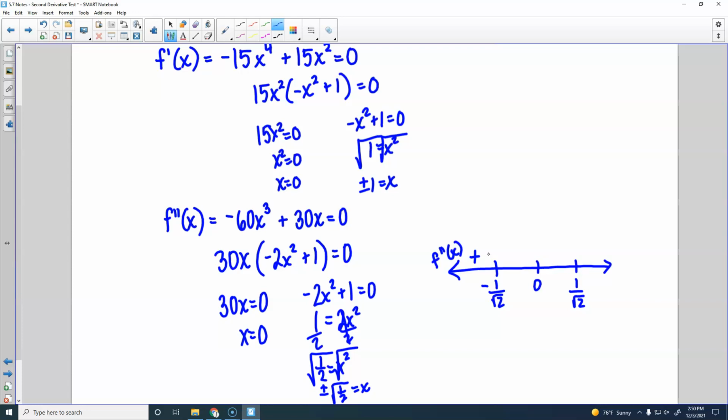If you want to leave it square root of 1/2, that's fine. Right, square root of 1 is 1, so you can write it 1 over root 2. Or you can leave it square root of 1/2. Either one's fine. Here's something a little tricky. Finding the value between 0 and 1 over square root of 2.